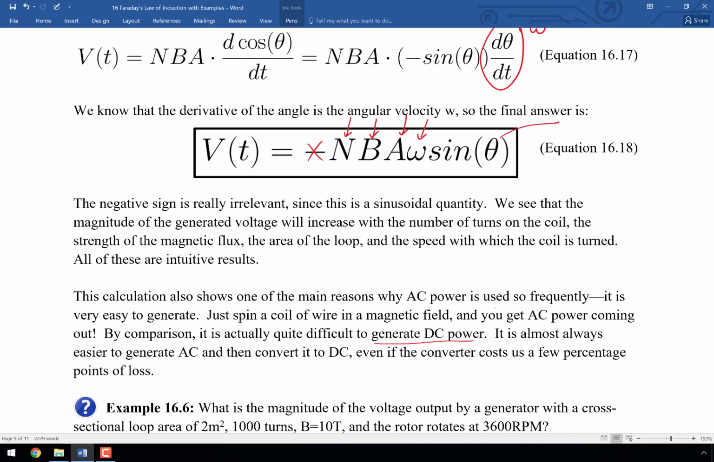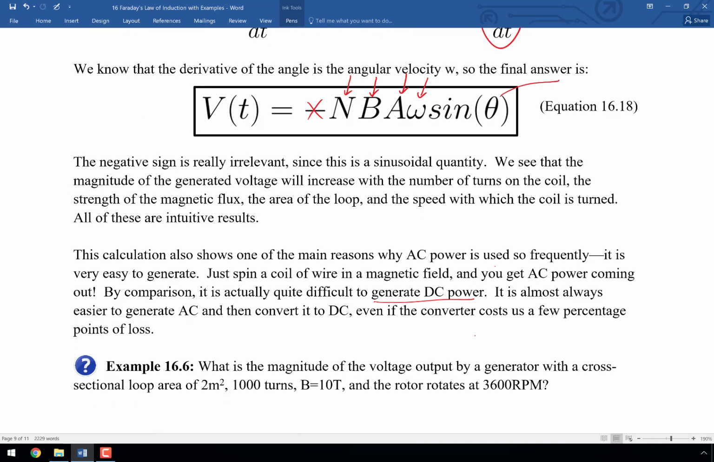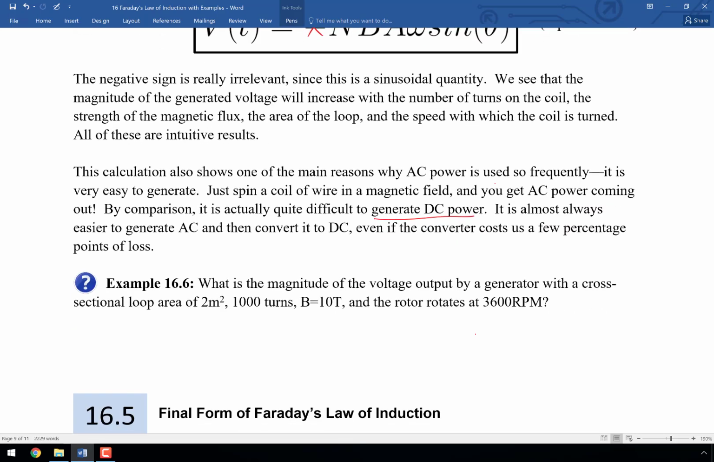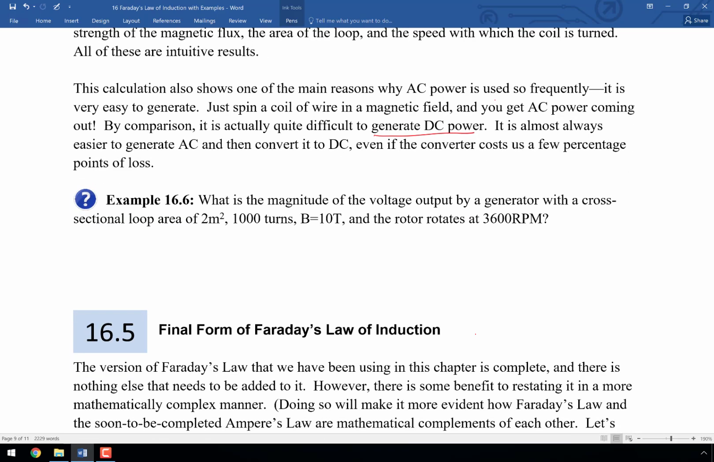So even if that converter costs us a few percentage points of inefficiency, that's probably the way that we would generate DC voltage. So what is the magnitude of the voltage output by a generator with a cross-sectional loop area of 2 square meters, 1,000 turns, B is 10 Tesla, and the rotator is rotating at 3,600 RPM?